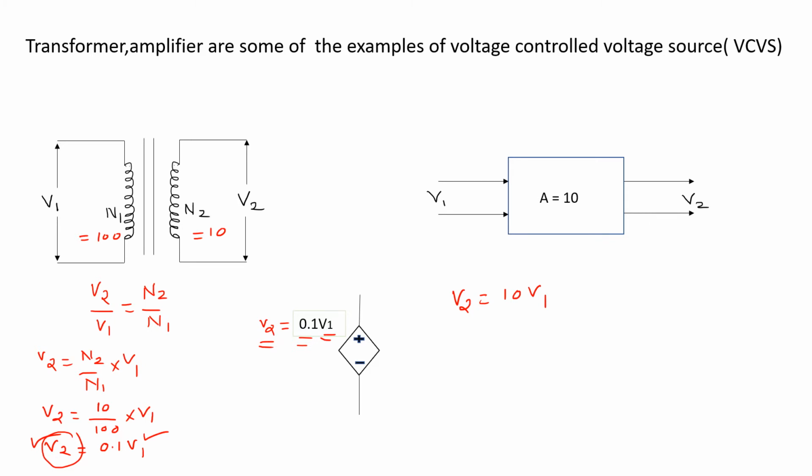That means V2 again depends on V1 by the factor K, 10. So this circuit is also acting as a voltage controlled voltage source, and it is represented by this symbol. So here again it is clear your K is 10 and your V2 depends on V1 by factor 10. So these are the examples of voltage controlled voltage source. Next slide we will see the next dependent source.